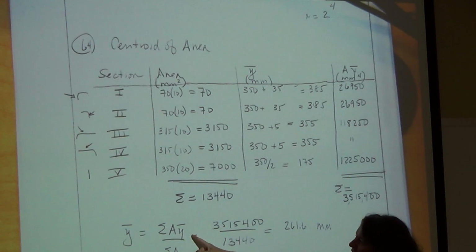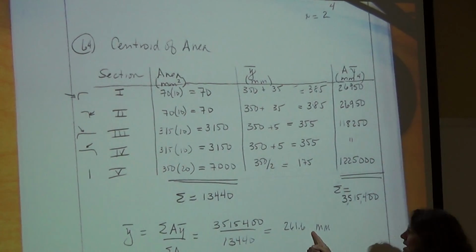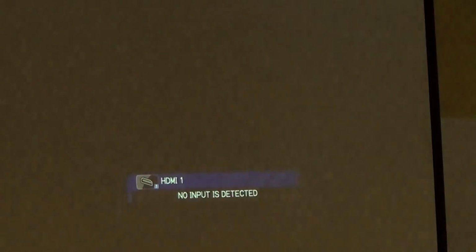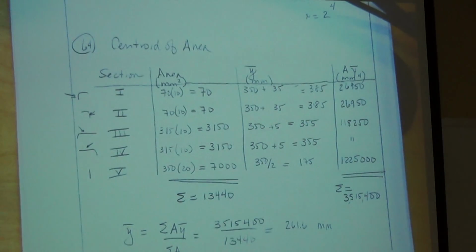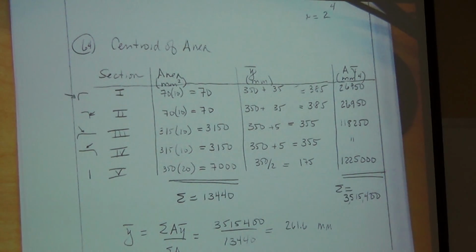So I sum up the areas times the distances divided by the sum of the areas, and I get the distance. Then you can even check it visually. Does it make sense that the centroid is 260 millimeters down? It definitely shouldn't be halfway. If the vertical is 350, half would be 175, and it can't be there because there's so much area down at the bottom, so it must be lower. It seems reasonable to me. That's how you do all of these problems.